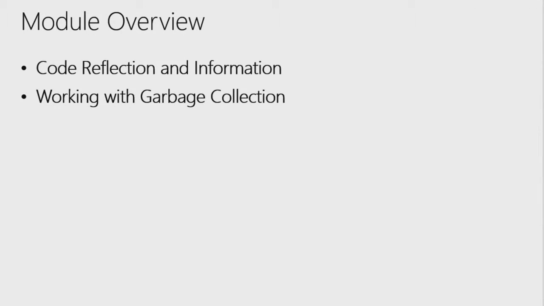We have the incredibly illuminating title of Features of C# Part 3. The overview is we're going to be looking at code reflection and obtaining type information from that process, and also working with garbage collection, which sounds incredibly interesting. This is all very disgusting.